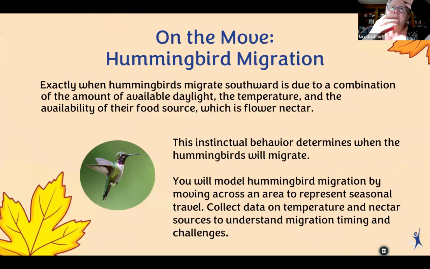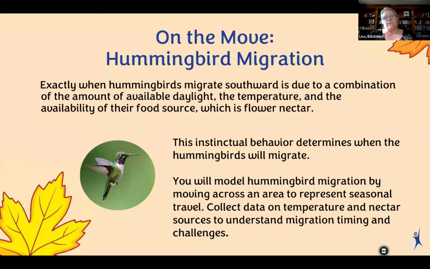And then I wanted to do something about how animals change behavior in the fall. I just picked hummingbird migration as an example. How do they know when to move south for the winter? Exactly when they do that migration is due to several things: how much daylight is available, what's the outside temperature, how many flowers are left that still have enough nectar to sustain them. And they can somehow manage all this and know exactly when the best time is to migrate further south.